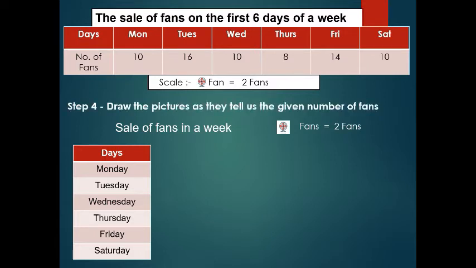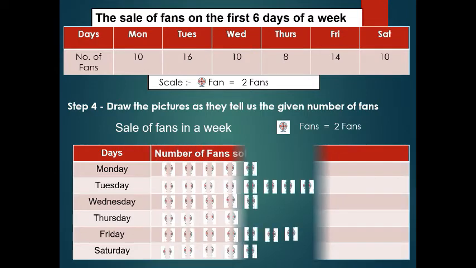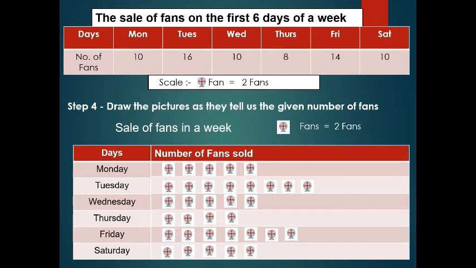Then finally comes the step to draw the pictures as per the given number of fans. Now we will be drawing the pictures. See over here how we have drawn the images of the fan. Now see, for Monday he sold 10 fans. So 10 divided by 2, because the scale is one image representing 2 fans. So 10 divided by 2 will be 5.